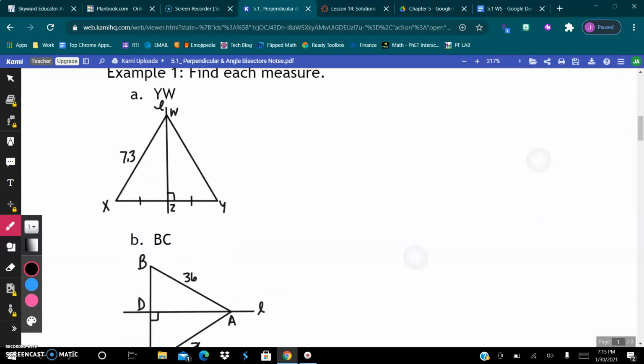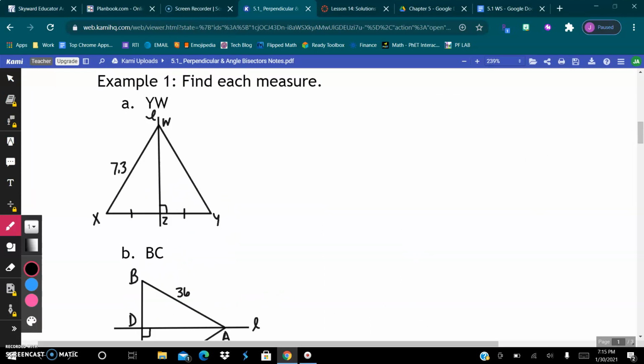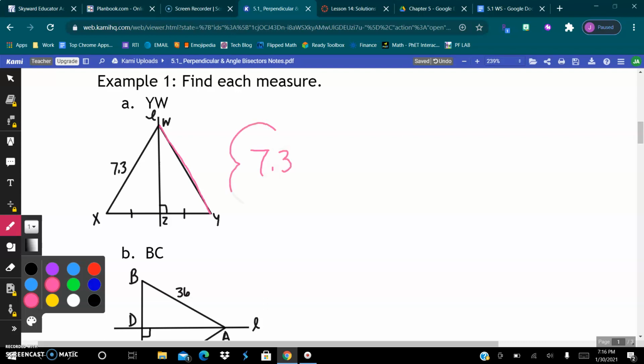Example 1 here says to find each measure, and they're asking us to find the length of YW. So YW is right here. And we just talked about the theorems that if we have a perpendicular bisector, that the two sides are the same. So YW is the same as XW, and XW is 7.3. So therefore, YW has to be 7.3 as well. These two sides are the same.